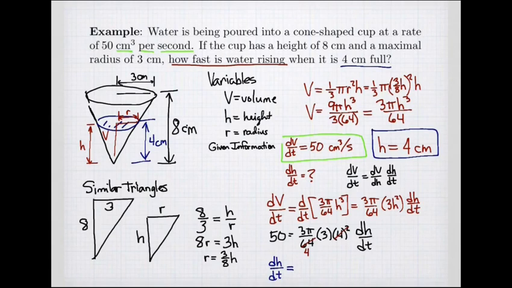dh dt is 50 times 4 divided by 9 pi. So that's 200 over 9 pi. And that is a rate of change in height, so that is centimeters per second.